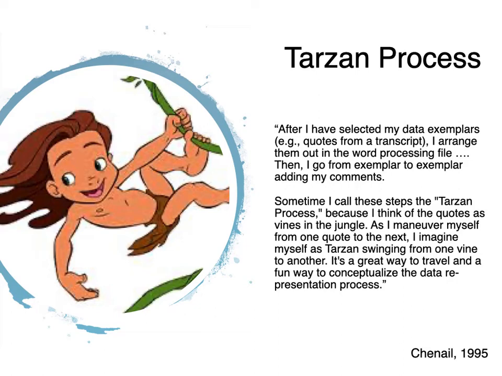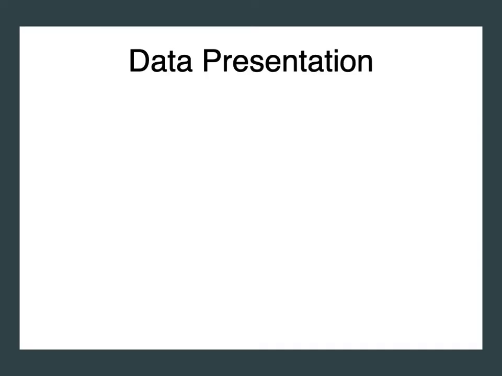That's the Tarzan process. So the quotes become the vines, and then you swing from vine to vine as you're writing up your analysis. And we'll try to do an example of this on our next Zoom call to illustrate how you might use this process to go about writing up a paper that describes your findings.